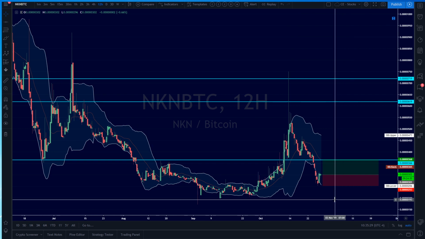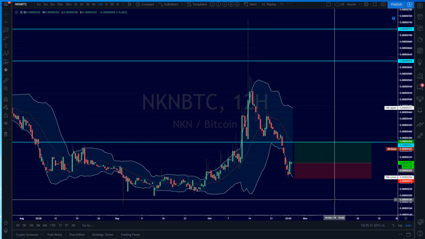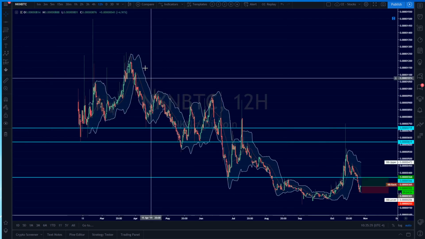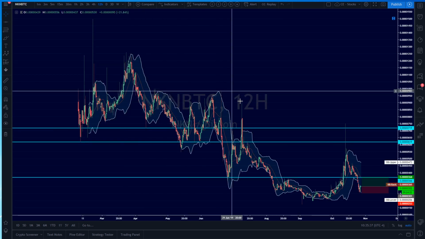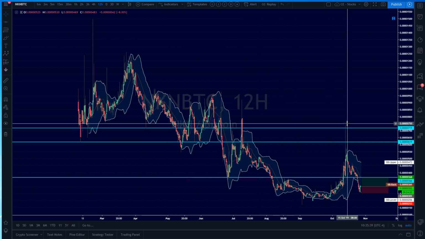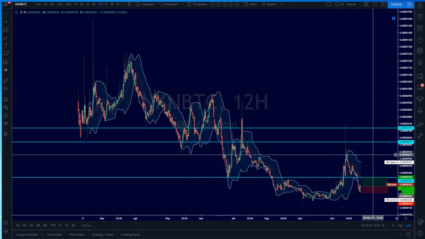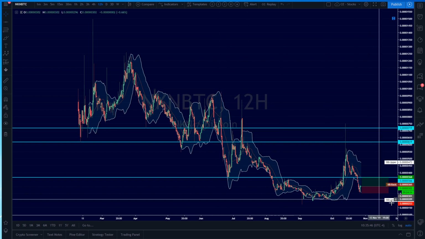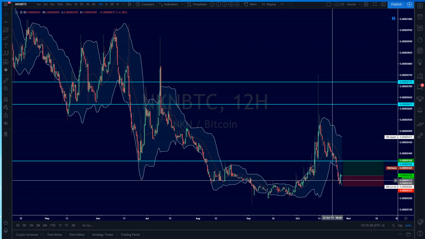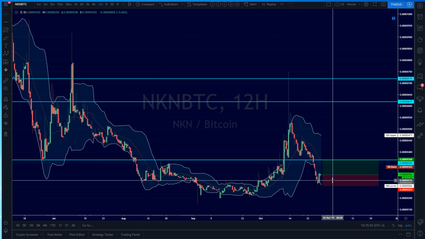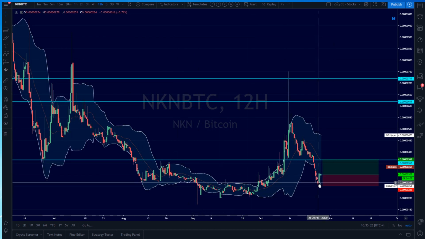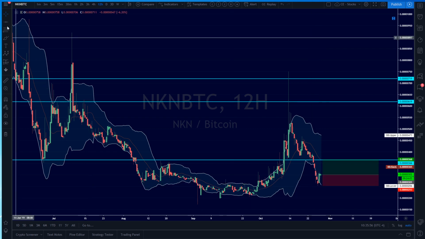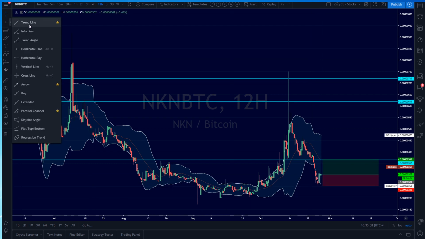I would not be a buyer down here, just because we're still creating lower high after lower high after lower high after lower high. We haven't created any new highs yet. So, again, this is on a 12-hour scale. We haven't created any higher highs yet. We did just recently create a little bit of a higher low, which can be attractive.